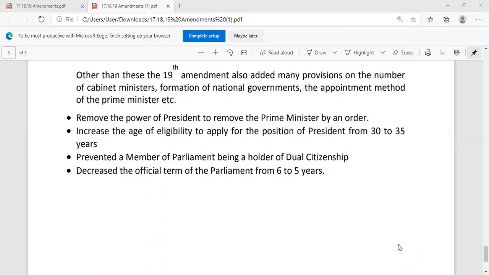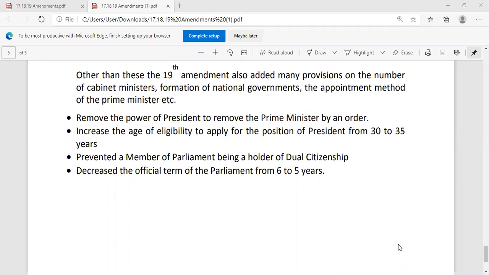Increase the age eligibility to apply for the position of president from 30 to 35. Well, if I actually tell you, this is a very unprofessional move. It was simply made to prevent Namal Rajapaksa from running for presidency at that time. Basically, you had to be 30 years old or above to run for president back then, and it was increased to 35. And of course, it prevented a member of parliament from being a holder of dual citizenship. This was again to attack Basil Rajapaksa and Gotabaya Rajapaksa because they were dual citizens of the USA and Sri Lanka. They were basically trying to prevent any other Rajapaksas from running for presidency again.